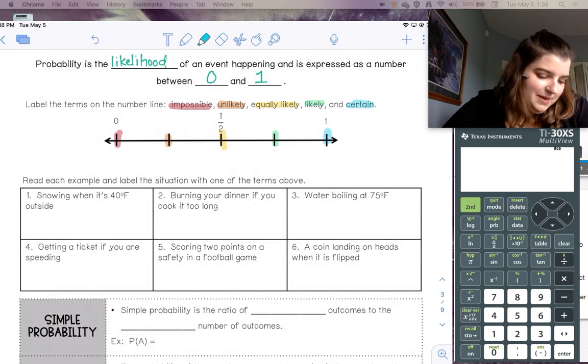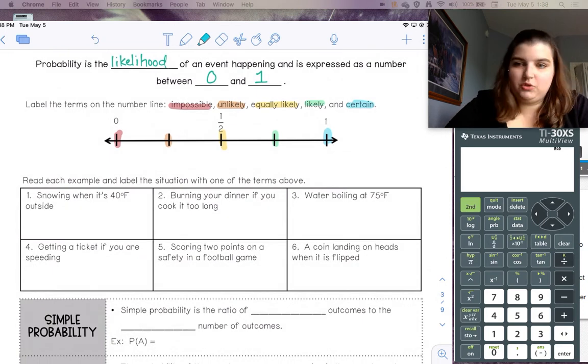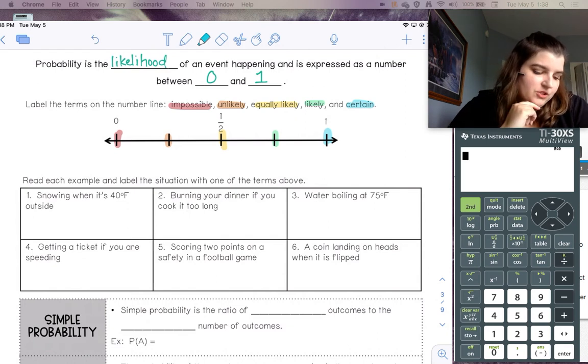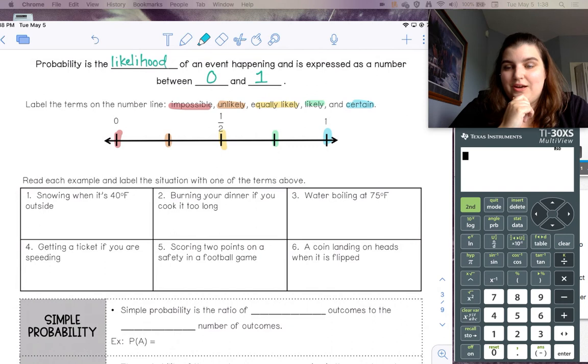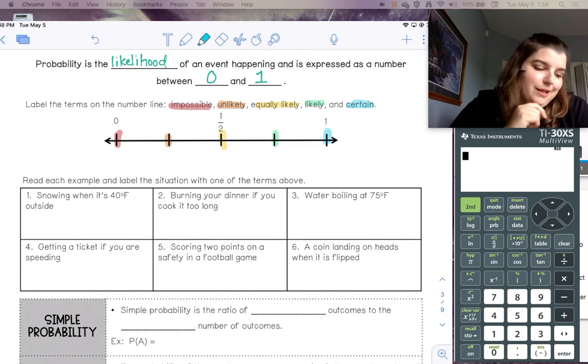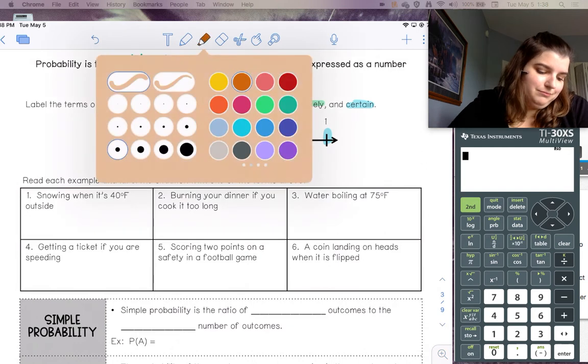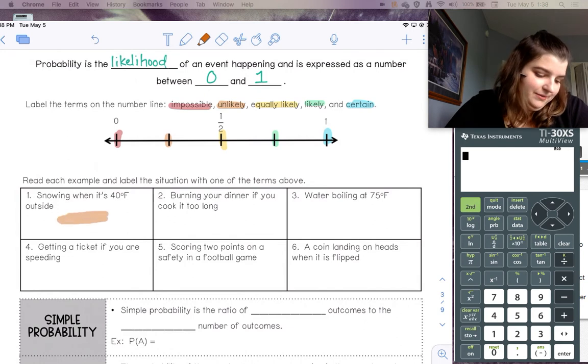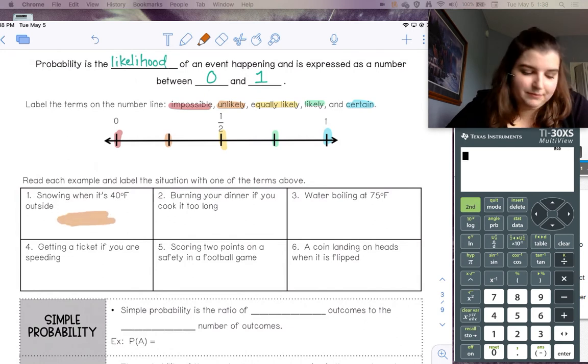Next, read each example and label the situation with one of the terms above. So I'm just going to keep my color coding going, if you don't mind. Okay. Snowing when it's 40 degrees outside. So it happens, but it's not likely. It's unlikely. It could, but it's very unlikely. I'm not going to say impossible because Minnesota.